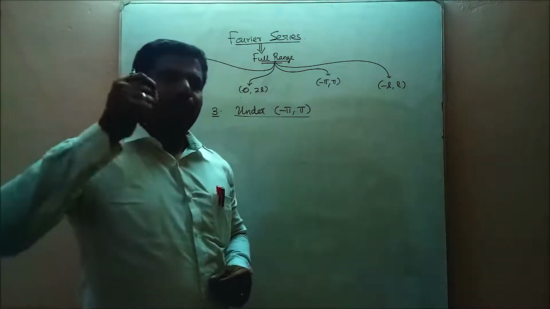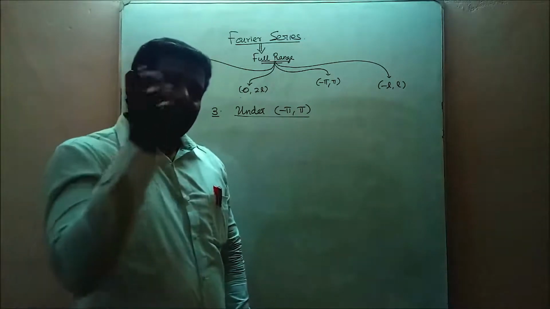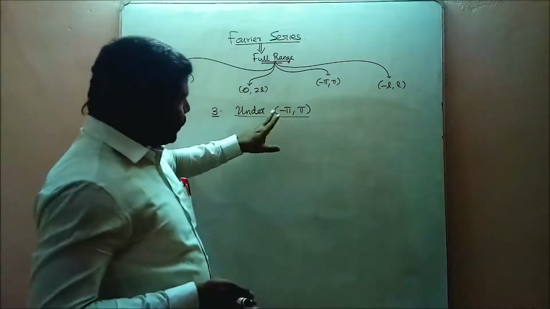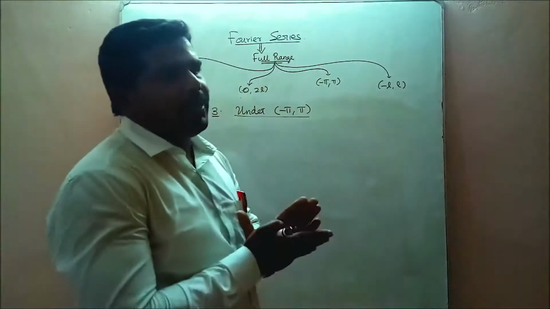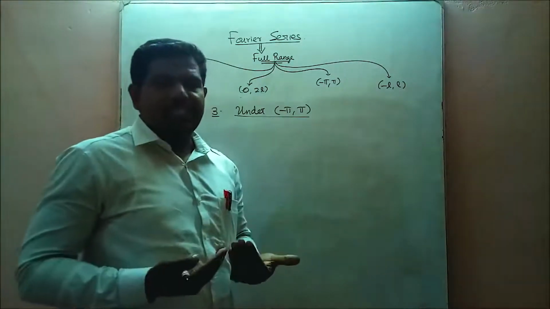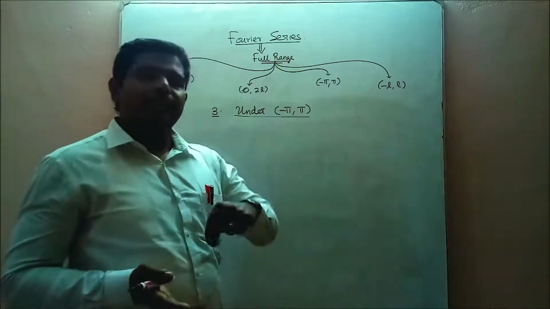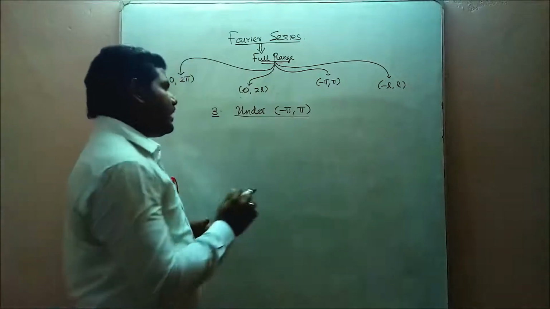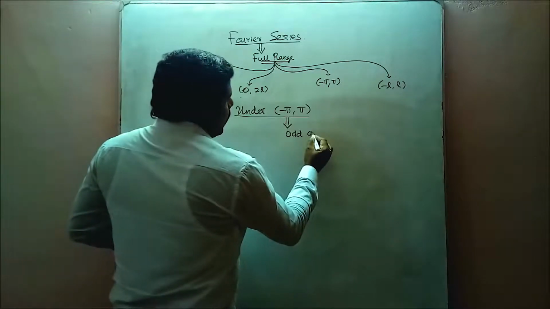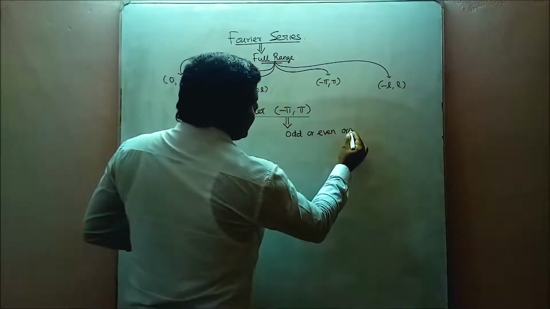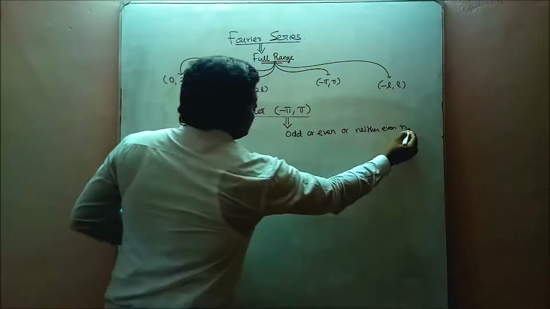First you have to check whether the given function is even, odd, or neither even nor odd. Whenever you see the interval minus pi to pi, immediately you have to check whether the given function is an odd function, an even function, or neither even nor odd. That is very important to check.